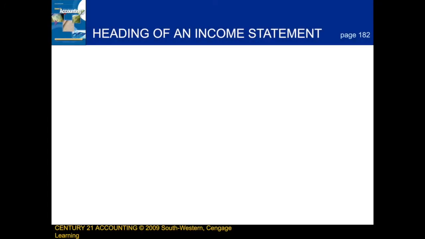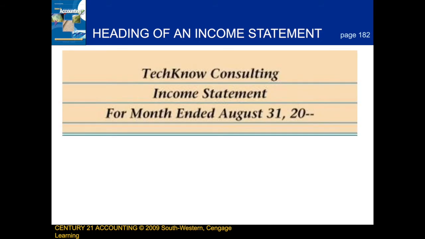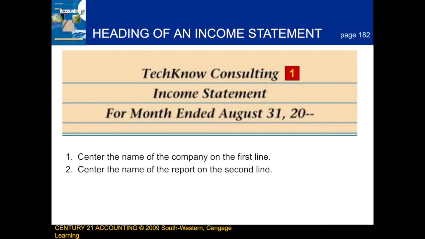Okay, next we're going to be talking about preparing the heading of an income statement. When we prepare the heading of an income statement, there are a few steps that we follow. First, we center the name of the company on the first line. Next, we center the name of the report on the second line. And finally, we center the date of the report on the third line.